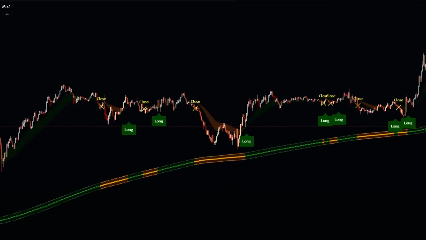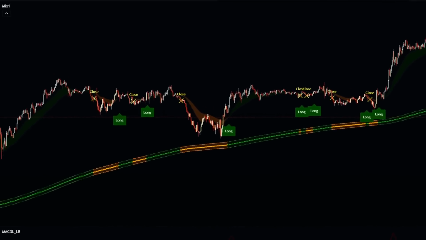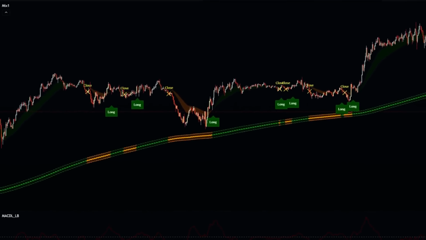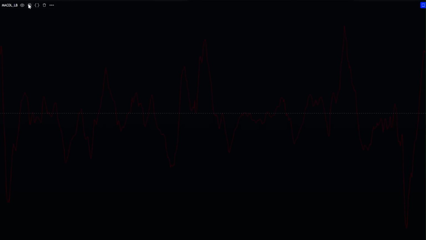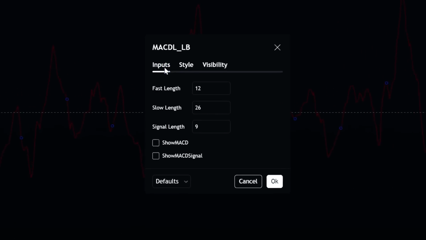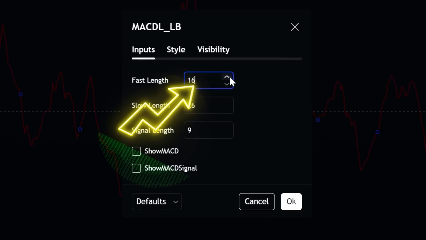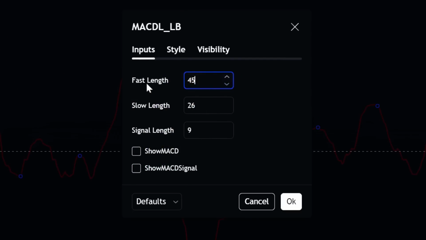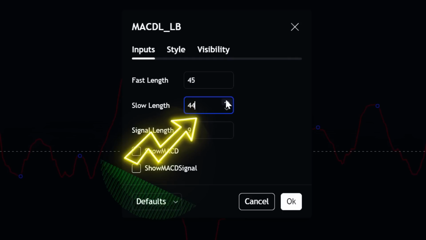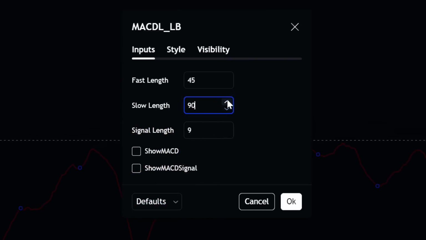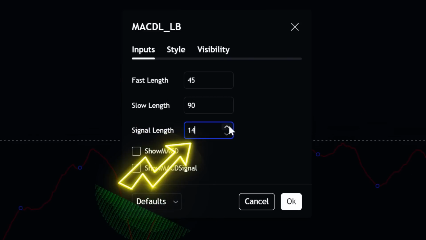But hold your horses. We're not gonna use the MACD leader for generating signals. We need to hop into the settings and make a few tweaks. So we need to make some adjustments in the input section. First, set the fast length to 45. Then change the slow length to 90. Next, switch the signal length to 21.